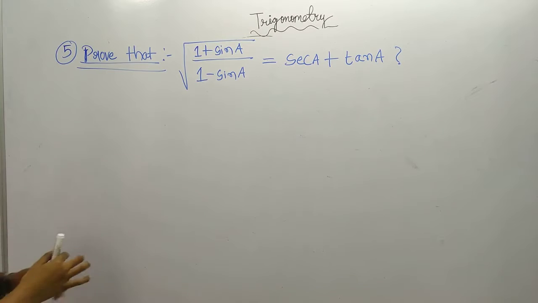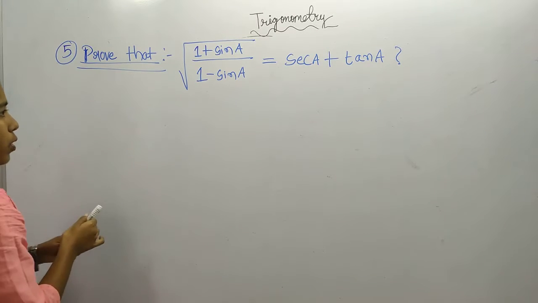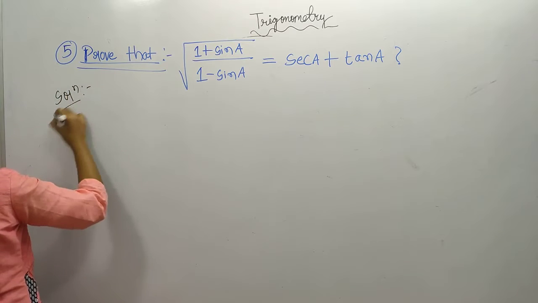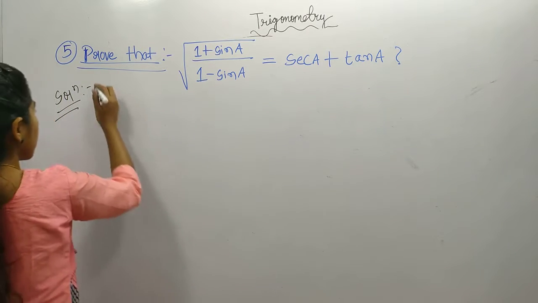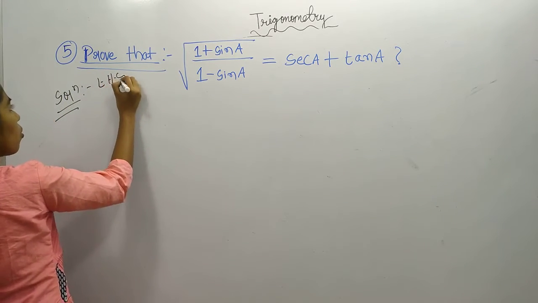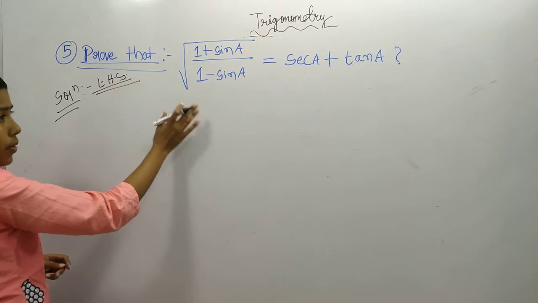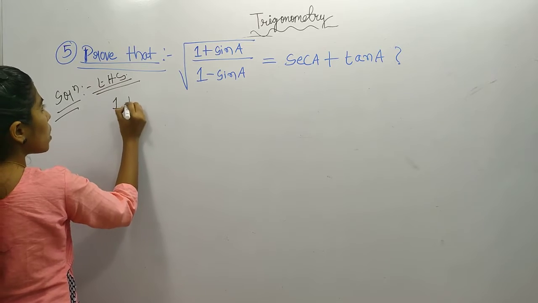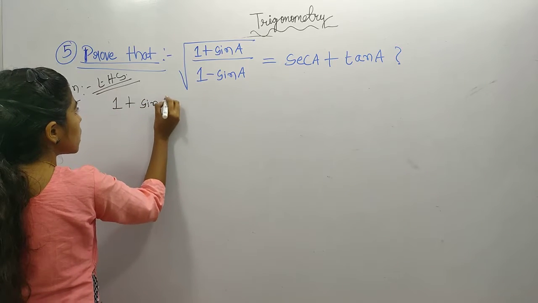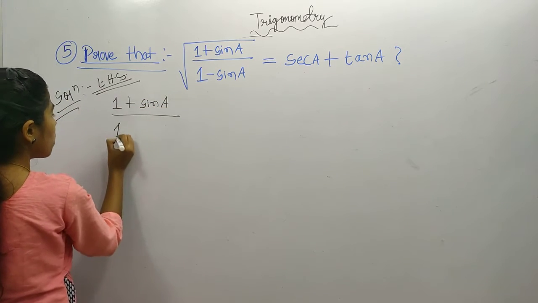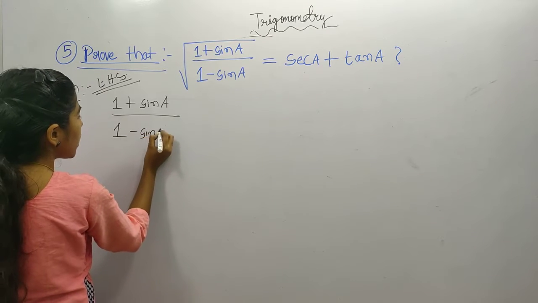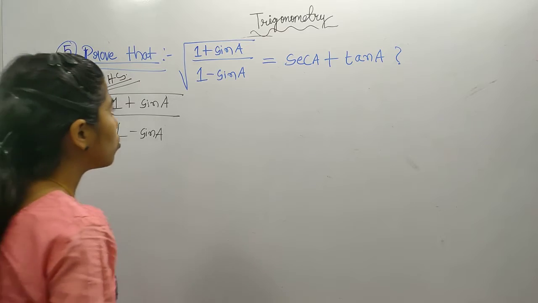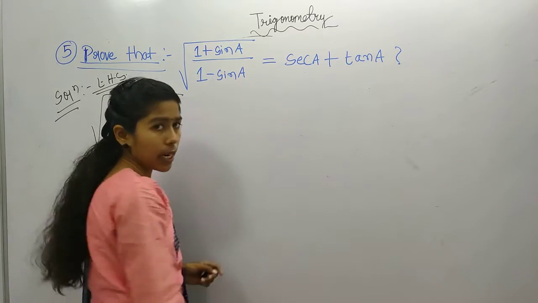So this is our question. We have to prove it. First let's write what is asked in the question. LHS. Always see what is given in the LHS first. What is given? 1 plus sin A divided by 1 minus sin A is given in the LHS. So we have to bring sec A plus tan A.